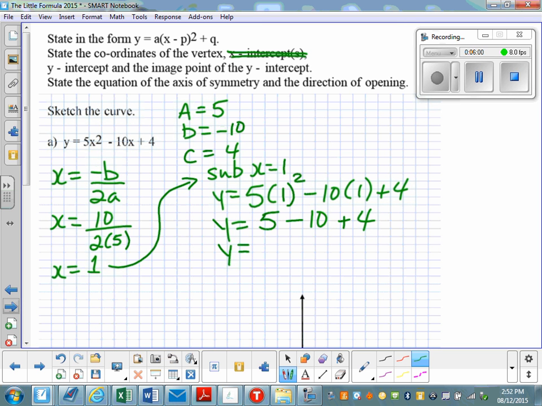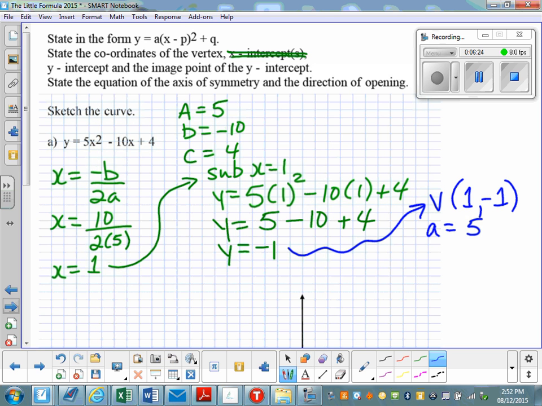And when I clean things up on the end here, when I add them all up, I get y is equal to negative 1. So I'll come over here. Now I know that the vertex is 1, negative 1. And I know that a is equal to 5. So to graph this guy, I got the vertex.